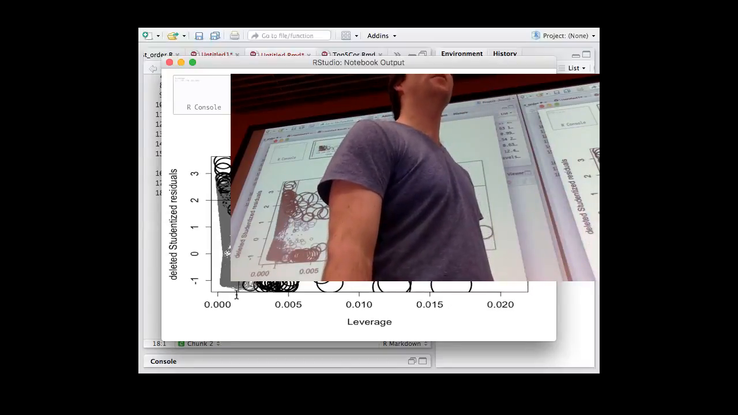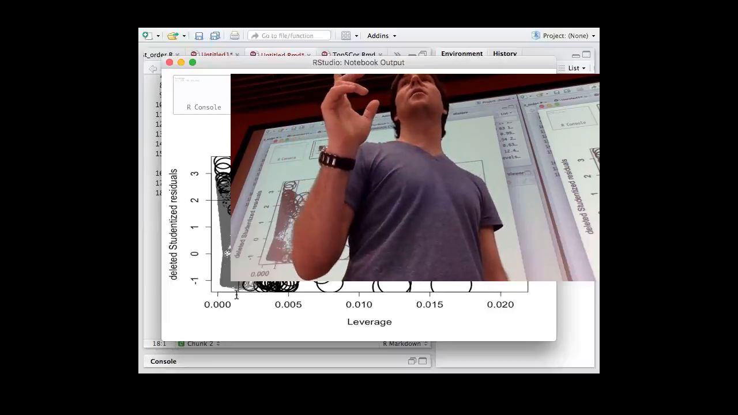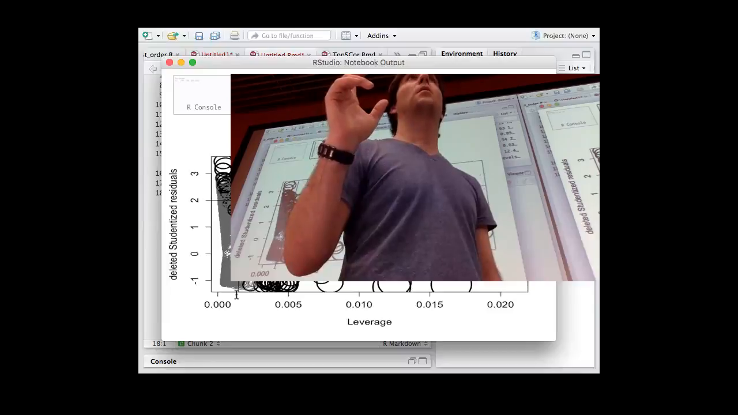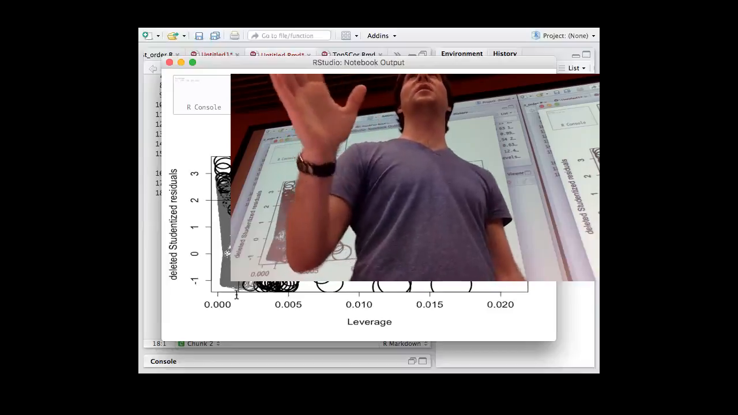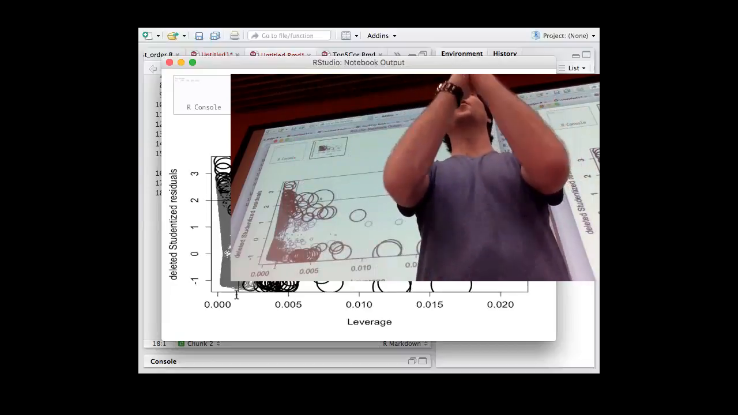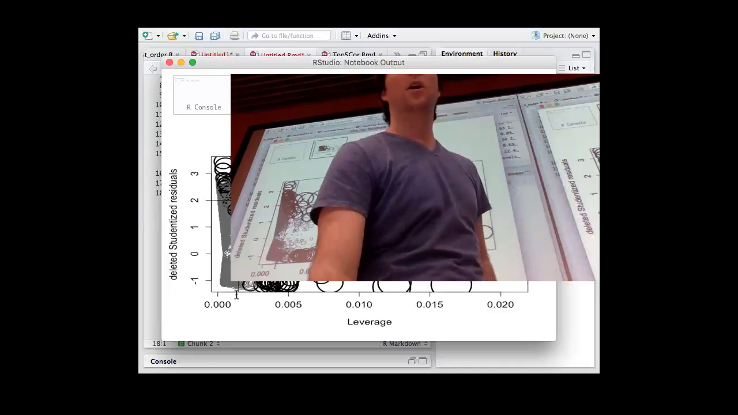Points above this line, they don't have to be. High leverage means they are far from the mean of the x's, high or low. Does that make sense? Because if you take the graphic and fold it over onto itself, that's what we're doing when we do this; that line right there would be equivalent.